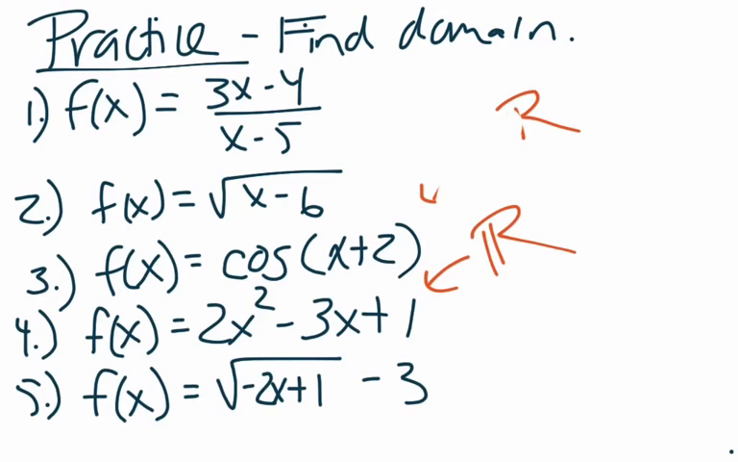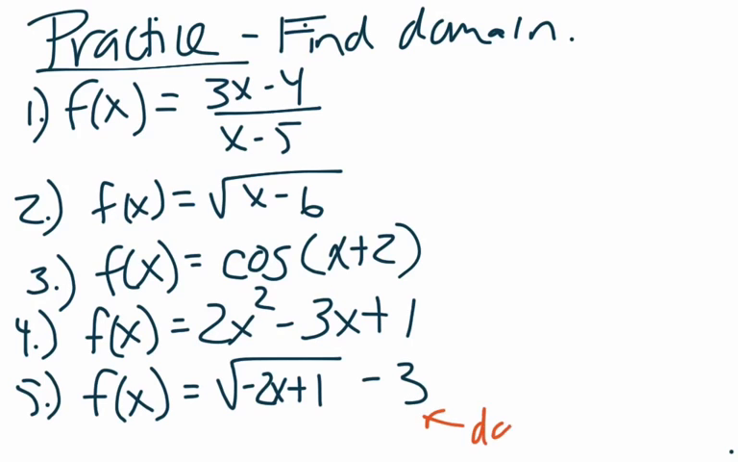Last one that we have there. This one might throw you off a little bit. People say, well, what about the minus 3? The minus 3 is going to bring the graph down 3 on the coordinate plane, but it doesn't slide it left or right. So because it doesn't move it on the x-axis, it doesn't change the domain.